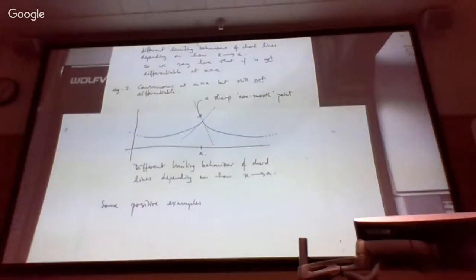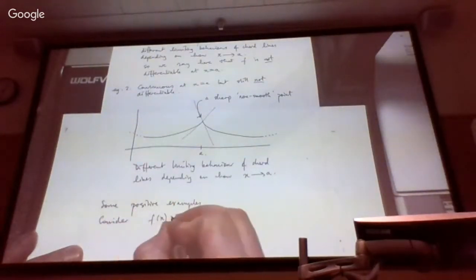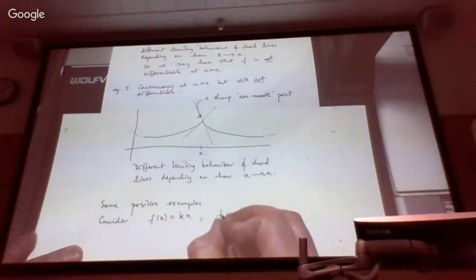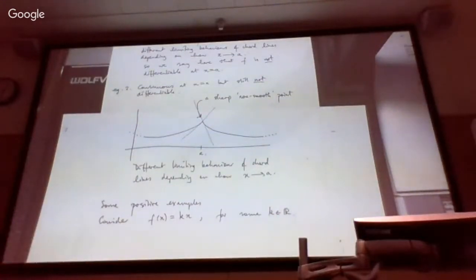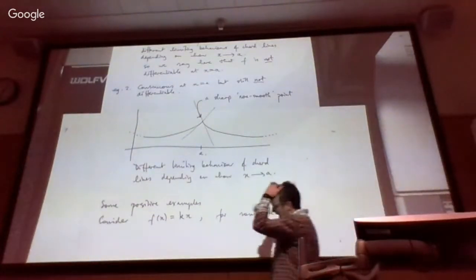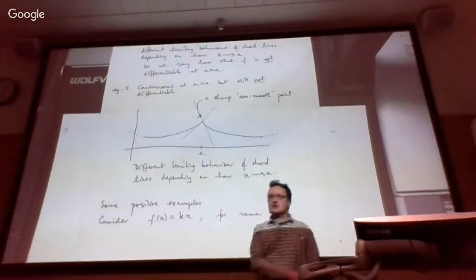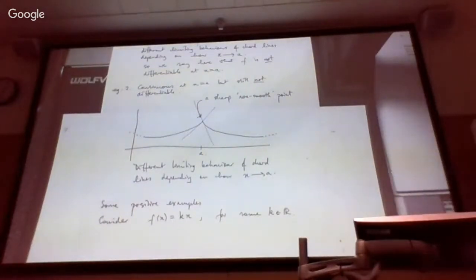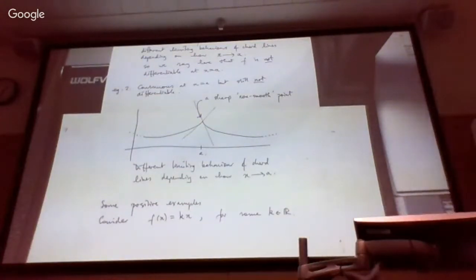So some positive examples would be, well, consider the function f of x defined as k times x for some real value k, for some constant coefficient k. Is this function differentiable at some point A in its domain? The graph of this function is, of course, a straight line through the origin, a straight line of gradient k. So we expect this to be differentiable.